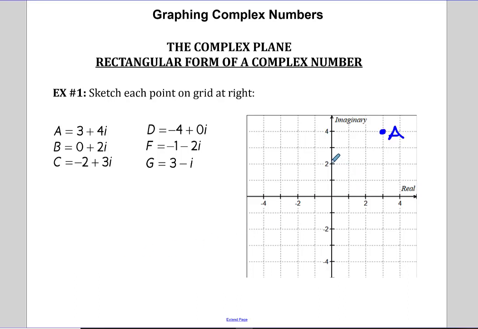Point B, 0 plus 2i, is located right here. Point C is negative 2 plus 3i. It's over here. D is sitting on the real axis. It's just that point at negative 4. F is negative 1 on real and negative 2 on the imaginary axis. And then G is over here in quadrant 4 at 3 and negative 1i.